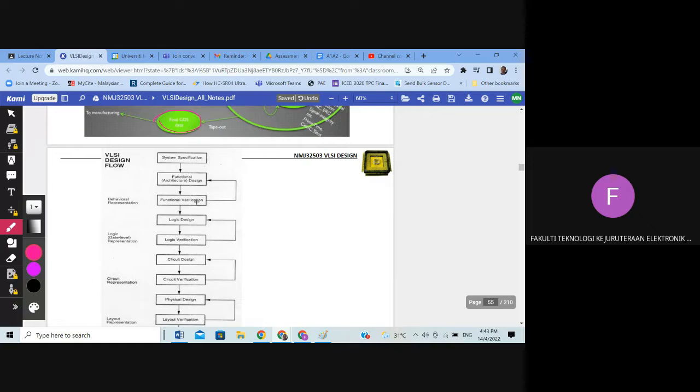Here is another representation of the VLSI design flow. You can see the behavioral representation here. Then the logic representation, when we synthesize the HDL code. For the behavioral representation, we normally use an HDL, either Verilog or VHDL, and then we synthesize it. And then we do the logic verification. We make sure that the logic is completely synthesized or not.